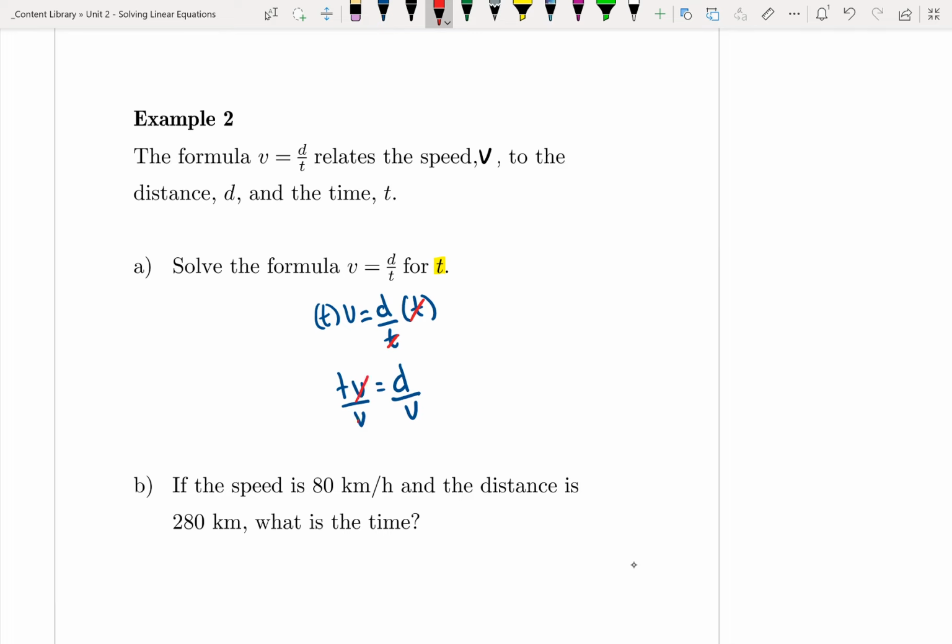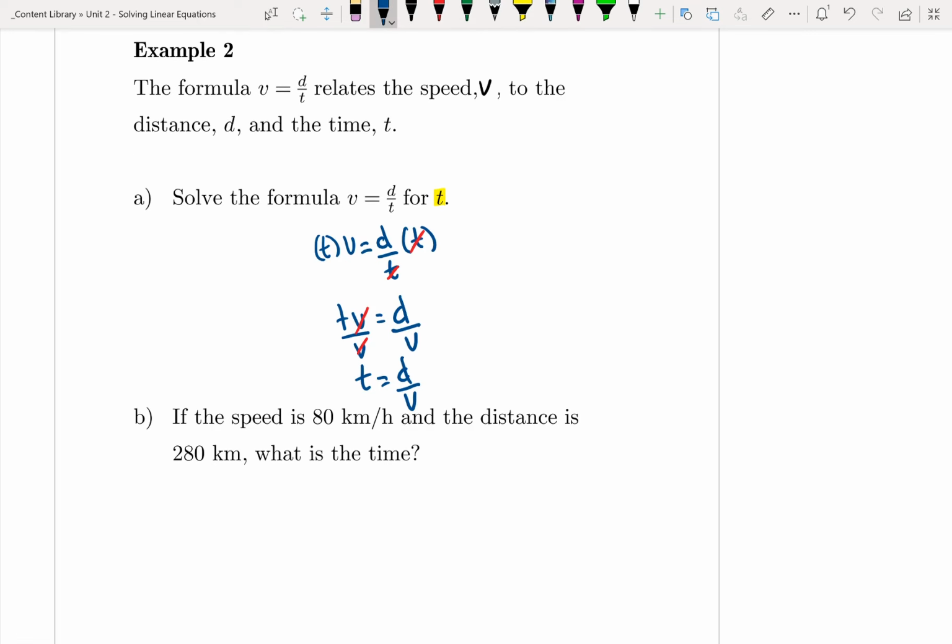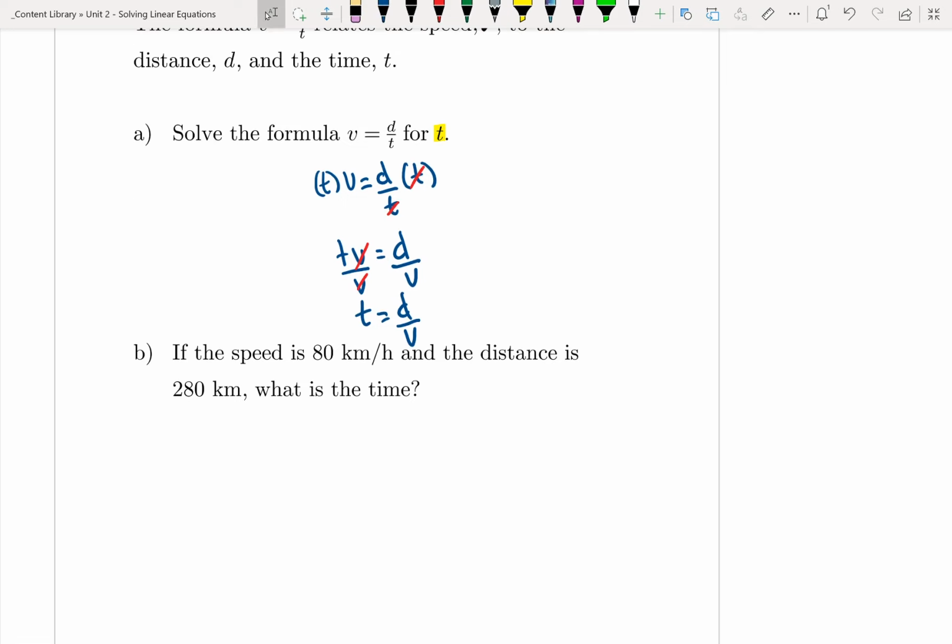It'll cancel out on the one side, and I'm left with t equals d over v, which is our final formula. So we could use that formula anytime we want to find the time in this scenario. For b, now we're given some specific information. We're told the speed is 80 kilometers an hour, and we're told the distance is 280 kilometers, and we want to figure out what is the time.